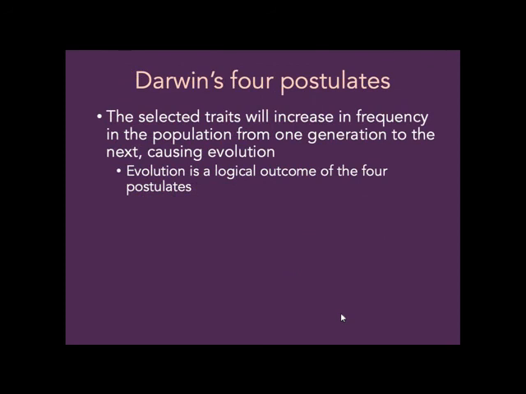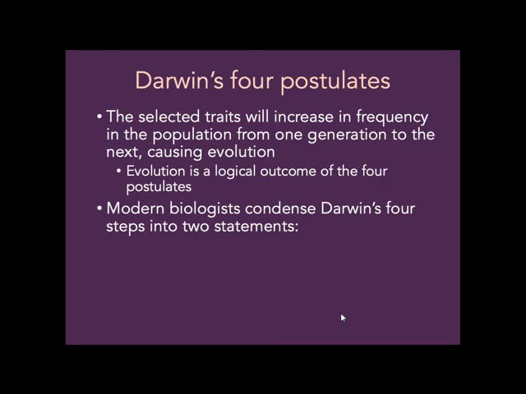All right, so the trait that is selected by the environment will increase in frequency in the population from one generation to the next, causing evolution, okay? So the trait that does better in the environment, right, those individuals will have more babies, so that trait will be passed on more to the next generation. So you will see evolution change over time, right? Over time, you get more and more individuals who have the trait that helps them survive and reproduce, okay? All right, so evolution is basically just a logical outcome if you follow those four postulates. So if everything happens according to the four postulates, you have to end up with evolution or change over time.